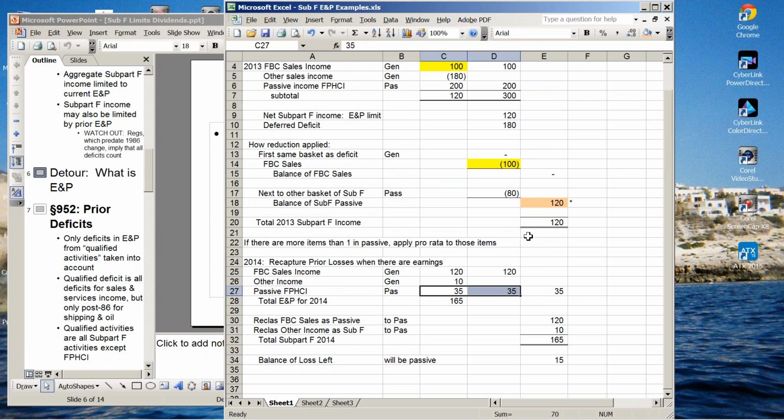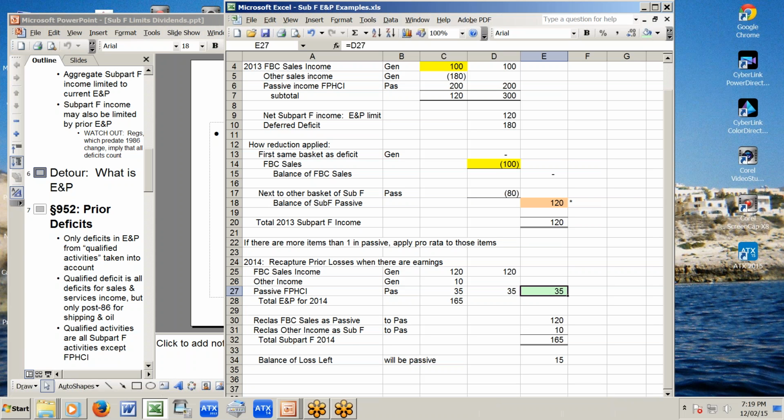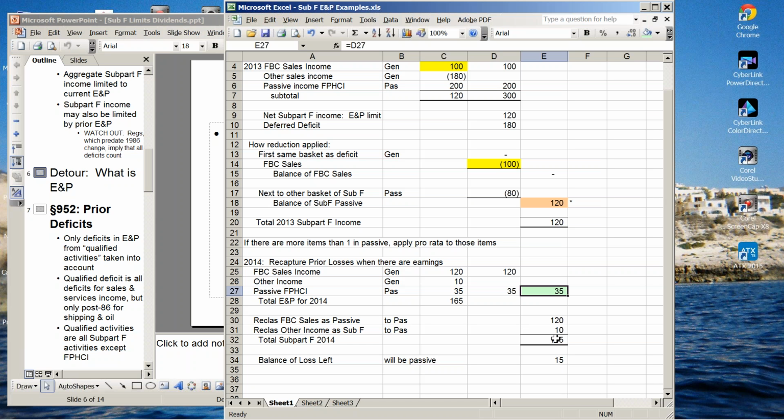We have this prior deficit, though, that needs to be recategorized. First off, since we don't have any deficit in this year, we're not offsetting one category against another. So we have right off the bat 35 of passive foreign personal holding company income in 2014. Then we have to reclassify foreign-based company sales income to passive to the extent that we had a deficit. And my spreadsheet here isn't quite right in this respect.